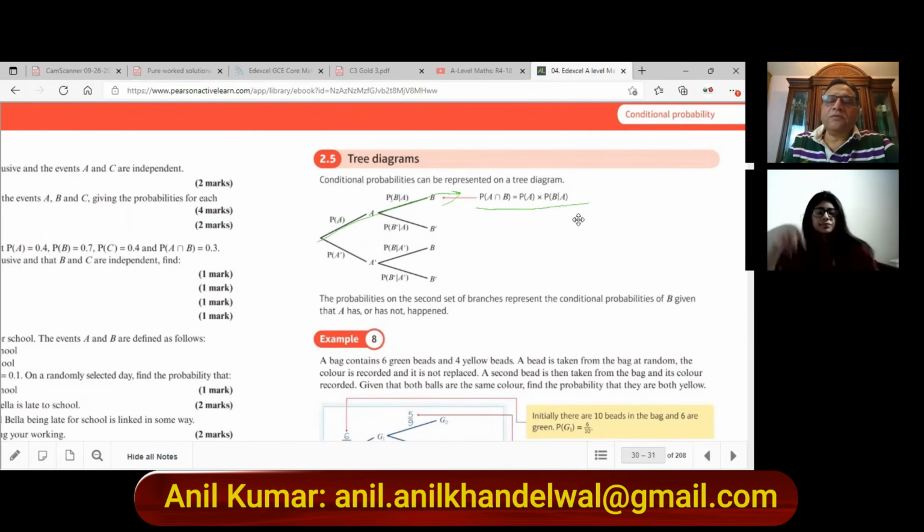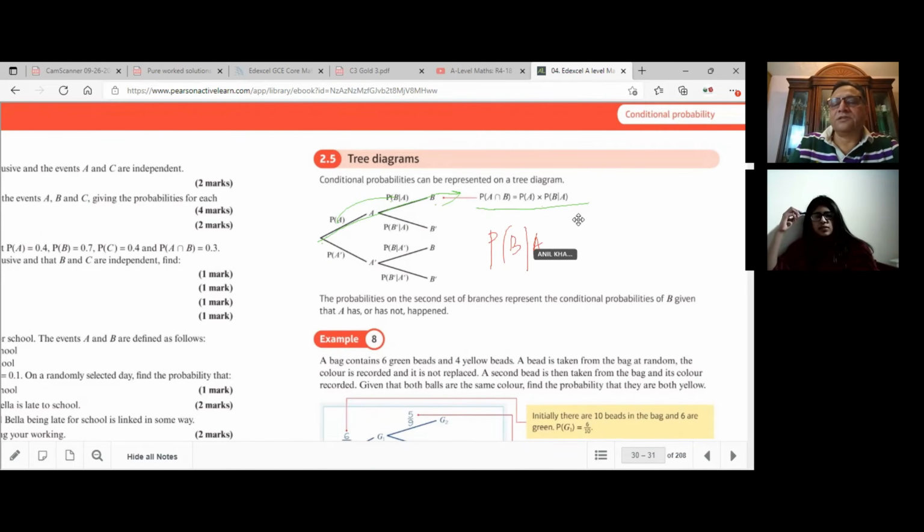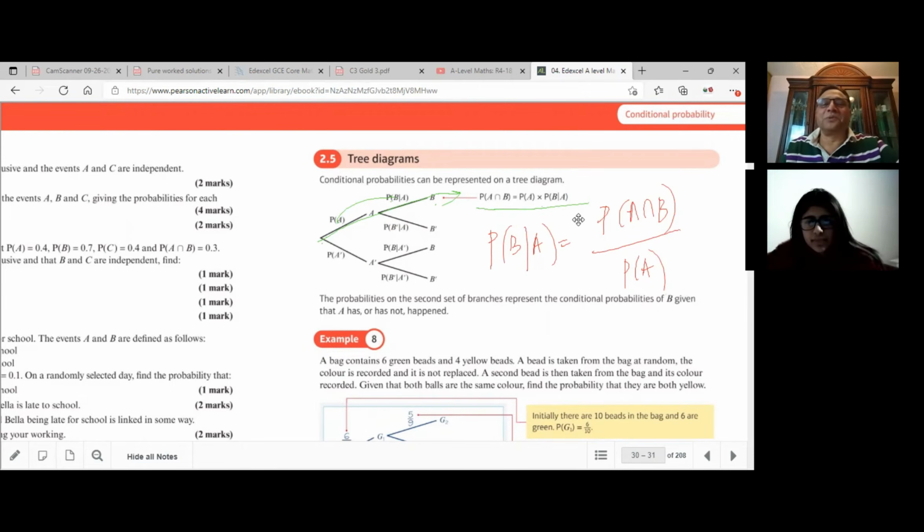So the probability of A intersection B is the probability of A times the probability of B when A has occurred. You get the idea, right? So that's the direct formula. If I rearrange this formula, I get the probability of B when A has occurred is the probability of A intersection B over the probability of A. So with the tree diagram, you can easily explain your conditional probability formula.